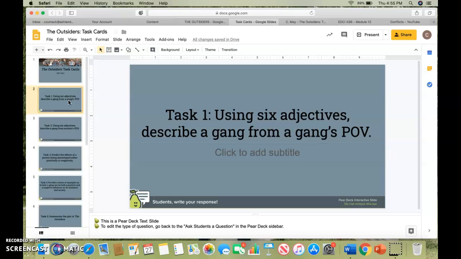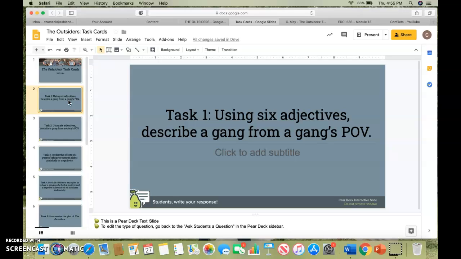So again, we could just say, describe the Socs gang from the Socs point of view. Or you could describe the Greasers gang from a Soc point of view. So any way you want to swing it, just plug in Soc or Greaser in between that and give me 6 adjectives. I'd also like you to explain each adjective. So why did you pick tough? Why did you pick, I guess I don't want to rhyme and say rough, but I did in my head.